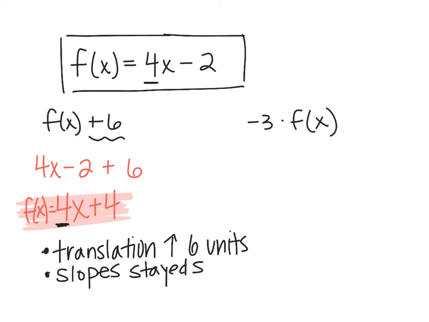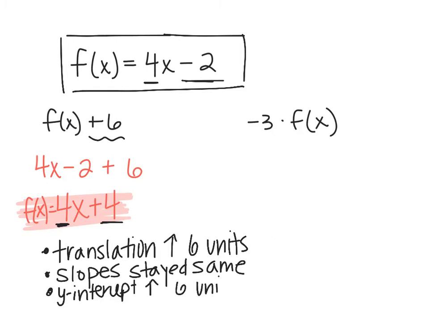Okay, now the other thing you would want to describe is the y-intercept on a line. Those are the important things, the slope and the y-intercept. So look at the original y-intercept of negative 2. Now it's 4. So the y-intercept went from negative 2 up to 4. Well, that's actually up 6 units. So the y-intercept went up 6 units. Okay, so that is what I would want you to describe on one like that.